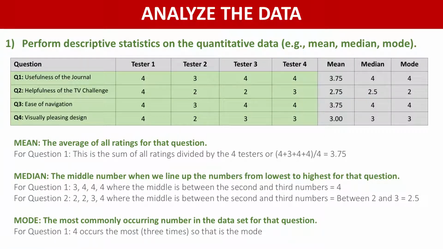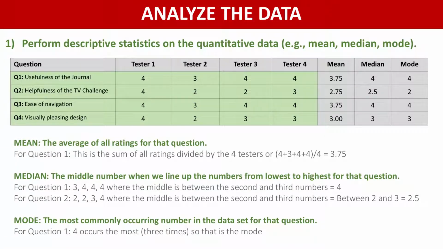If you line up those numbers, we have a 2, 2, 3, and 4. So the middle is between those second and third numbers, which is essentially a 2 and a 3. When that happens, when they're two different numbers, you just take the average of those two numbers. So if it's between 2 and 3, the median would be a 2.5.